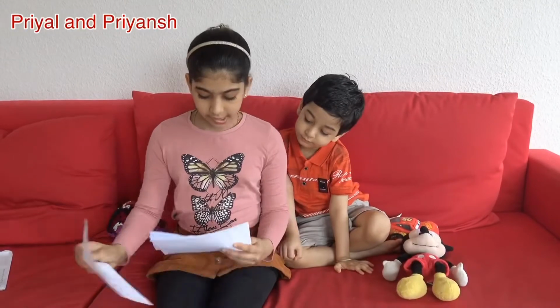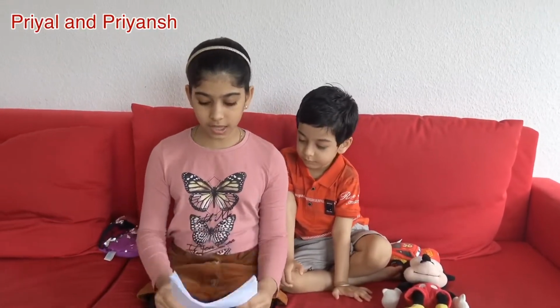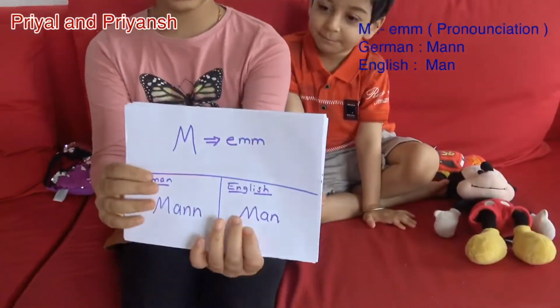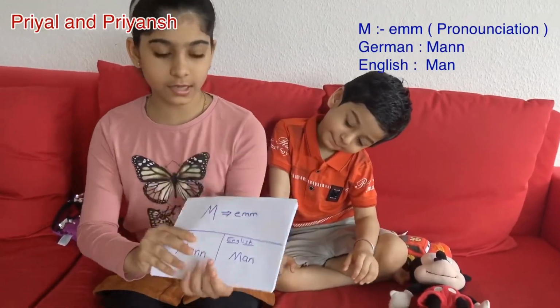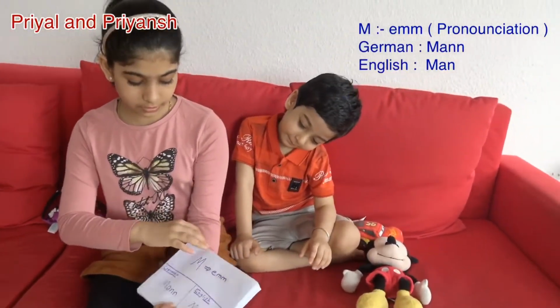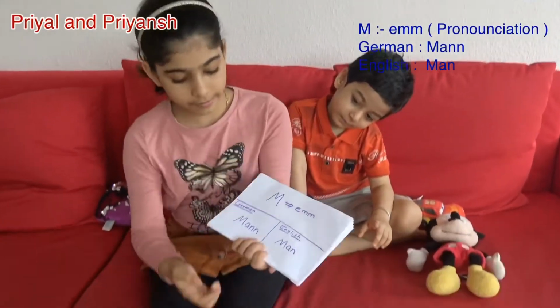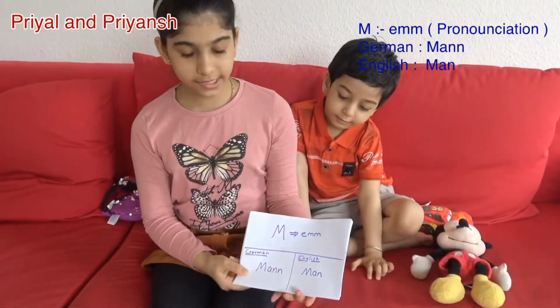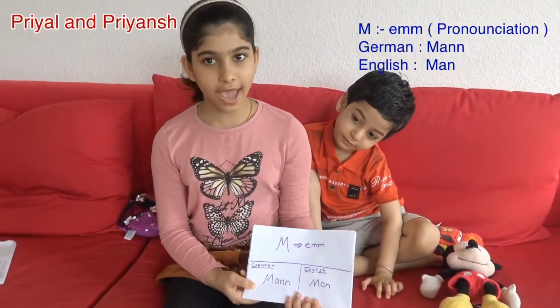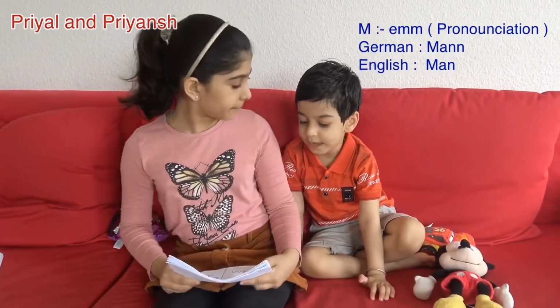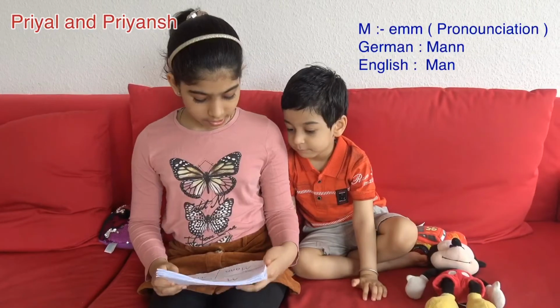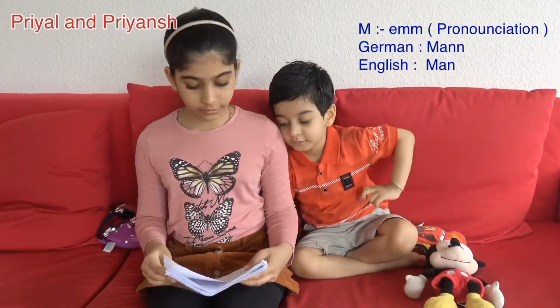Next we have the letter M. And here it's also the same. They pronounce it the same way like we do in English. It's also M, and in German it's Mann, but in English it's man. Priyansh, can you say M? M. And can you say Mann? Mann. Cool.